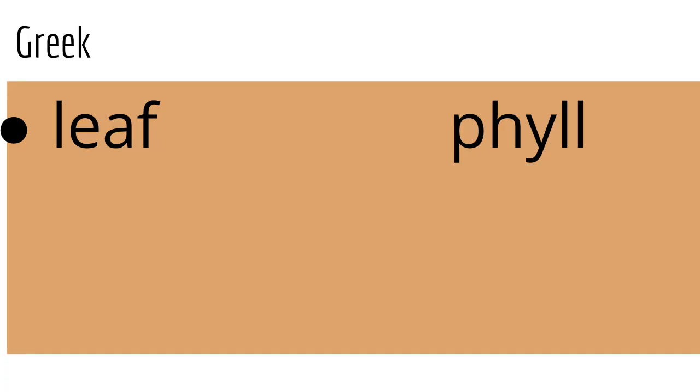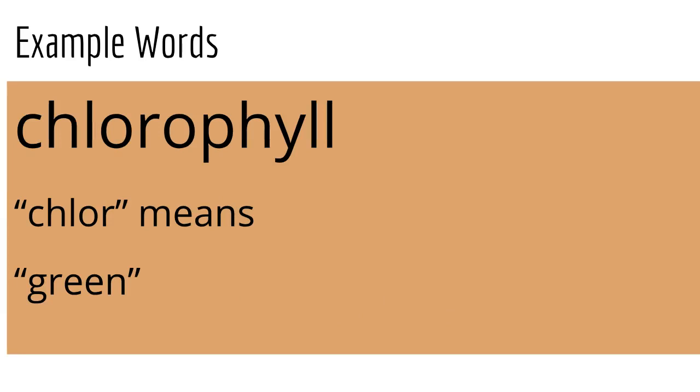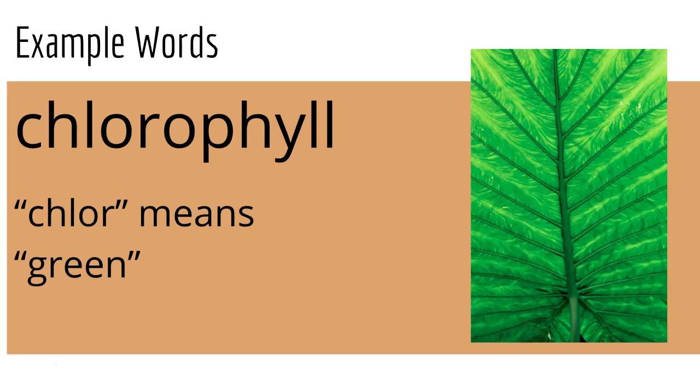The next one we have is leaf. Leaf is fill. So this is where we get words like chlorophyll, phylopod, and monophyllous. If we look at the word chlorophyll, we know that chlor means green because we had that in a previous list. So it means green leaf. Now chlorophyll is the substance inside plants that enables them to use sunlight to create food for the plant. Plants that are green are healthy and strong. So chlorophyll, green leaf, means that the plant is growing, it's strong, and it's going to be successful in its life.